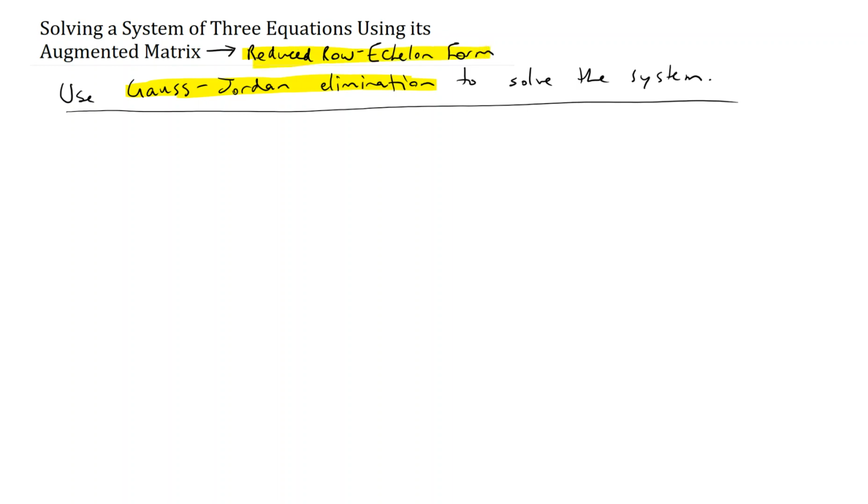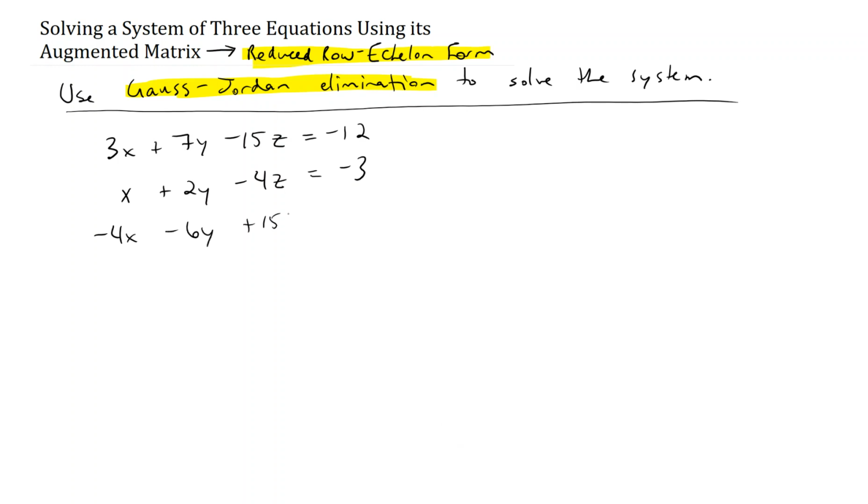So the system we're going to solve is 3x plus 7y minus 15z equals negative 12. That's our first equation. Then x plus 2y minus 4z equals negative 3. And last we have negative 4x minus 6y plus 15z equals 16. Okay? So that's the system of three equations.